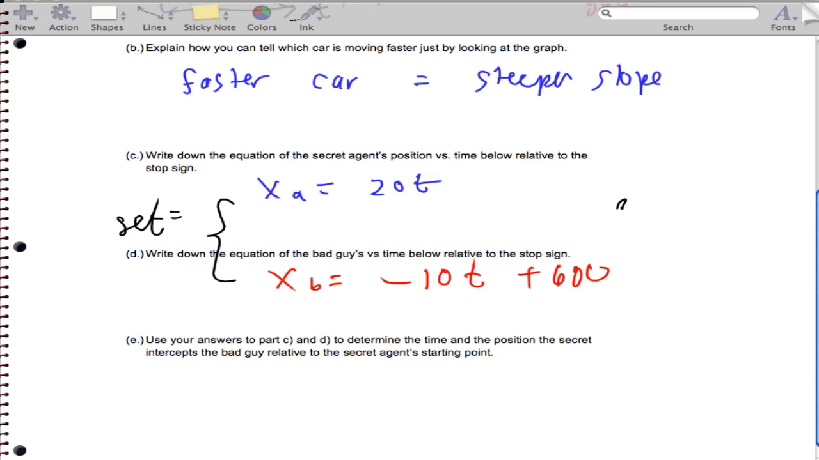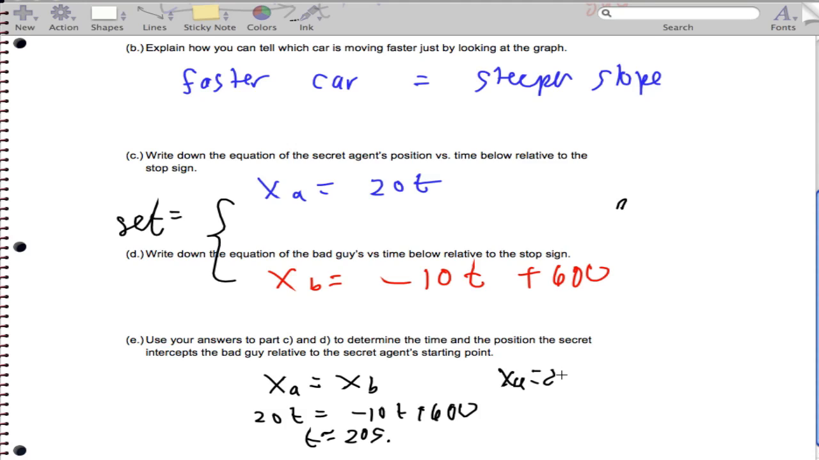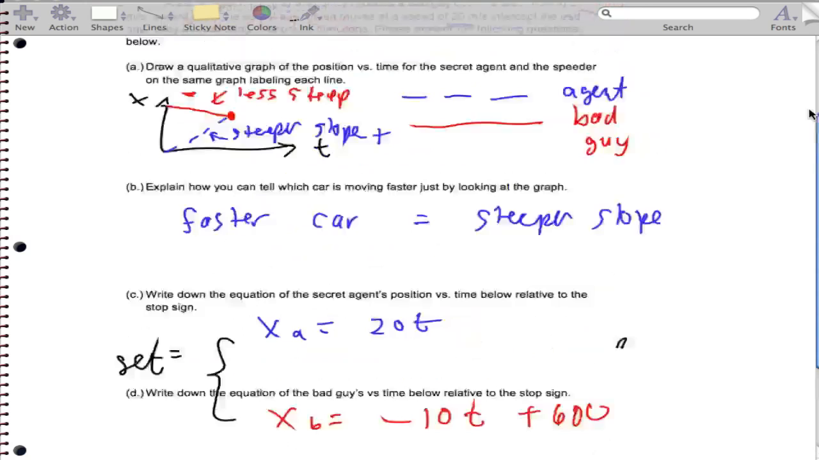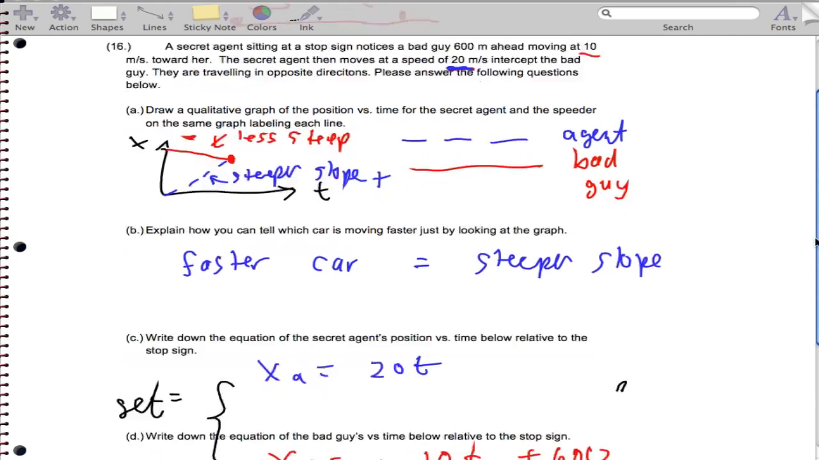So when we go ahead and do that, x of the agent equals x of the bad guy. So we're going to get 20t equals negative 10t plus 600. And so we're going to end up getting they meet at 600 divided by 30, 20 seconds. And where they meet, I can do x of the agent equals 20 times 20, and that's going to give me 400 meters is where they meet. Okay, so very similar logic to that first problem. And that's kind of how you get those answers.